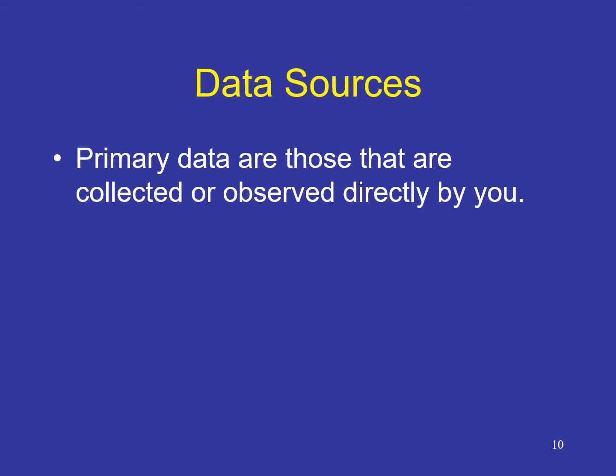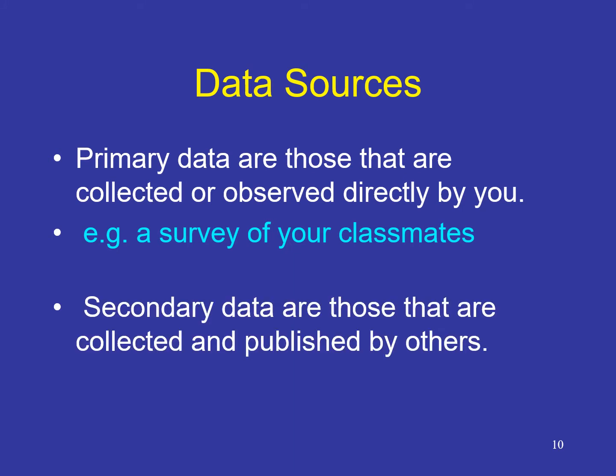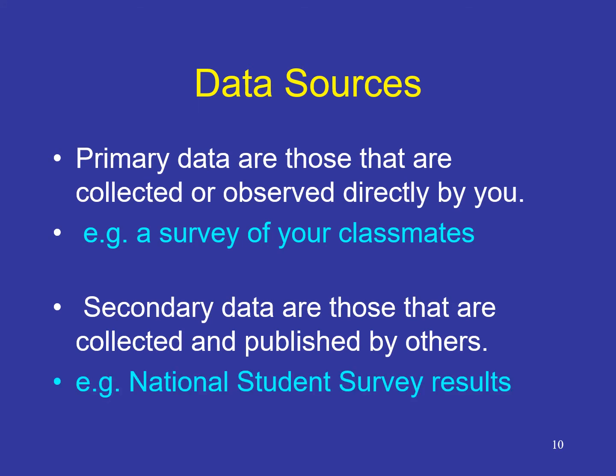Now, if you collect the data yourself, this is called primary data. For example, you might do a survey of your classmates. If, however, you're using data that's being collected by someone else, this is called secondary data. So, for example, you might look at some data published regarding the National Student Survey.